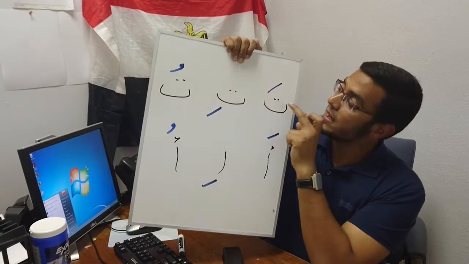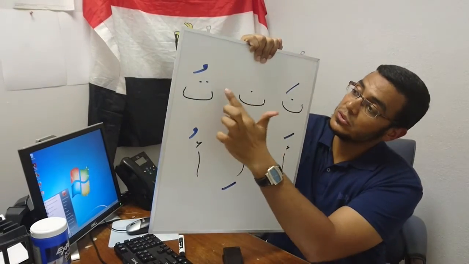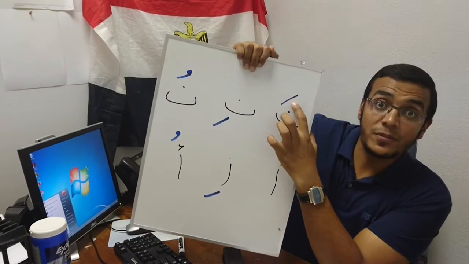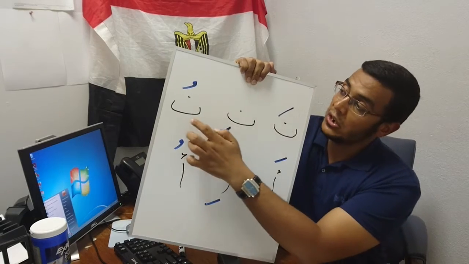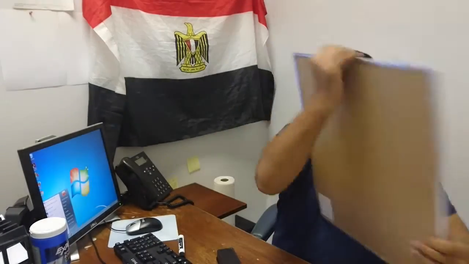Okay, let's try one more example. If it's just only one dot, it's Noon, right? So Noon with Fatha, na; Noon with Kasra, ni; Noon with Dhamma, nu. Okay, that's great. Let's move to the next part, page 6.